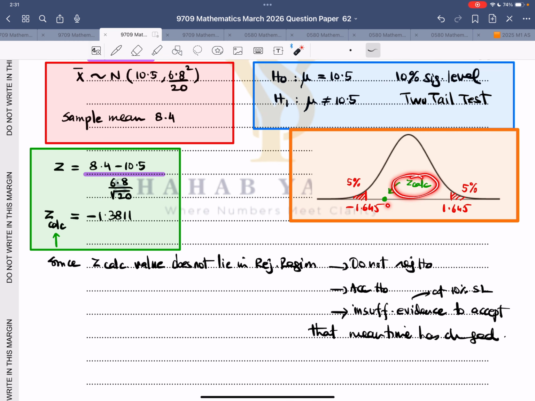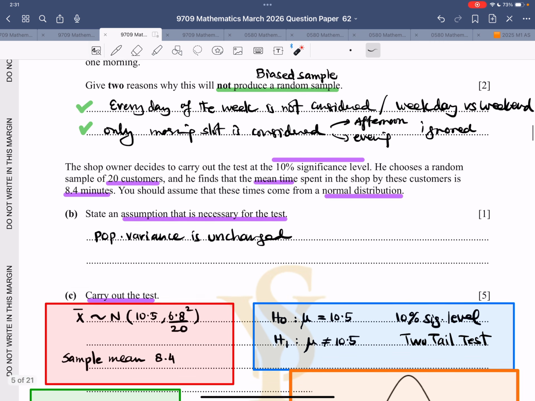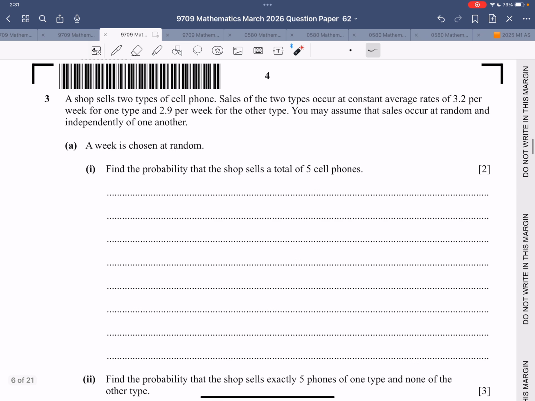Z value is this for 95%, and similarly the symmetric value over here. The calculated z value lies outside of the critical region, the rejection region. Do not reject H0, accept H0. Insufficient evidence at 10% significance level to accept that the mean time has changed. The mean time has not changed. There is no evidence for that at this significance level. So that is the thing that you have to write.